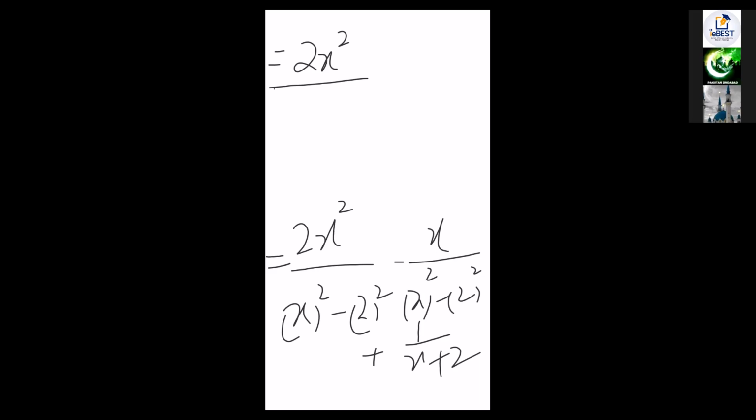I think the common denominator, the LCM, is going to be x plus 2 and x minus 2. Exactly, x minus 2 and x plus 2. So now we're going to move towards writing 2x squared. Sorry, I'm going to make the major denominator, which is x minus 2 and x plus 2.